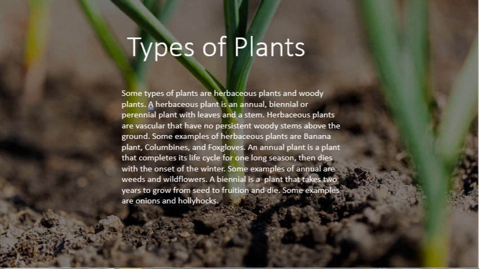An annual plant is a plant that completes its life cycle in one long season. Some examples of annual plants are weeds and wildflowers. A biennial plant is a plant that takes 2 years to grow from seed to fruition and then die. Some examples are onions and hollyhocks.